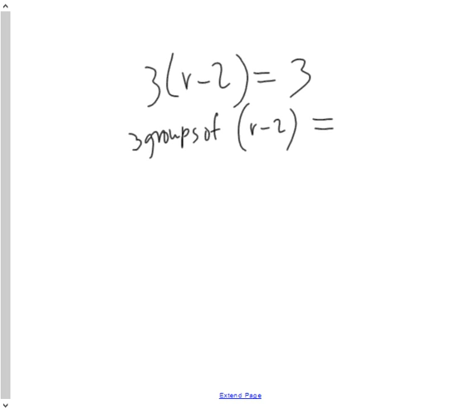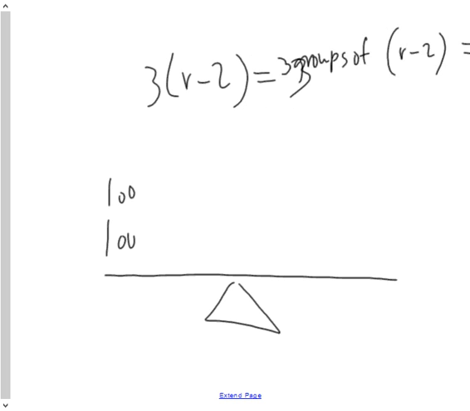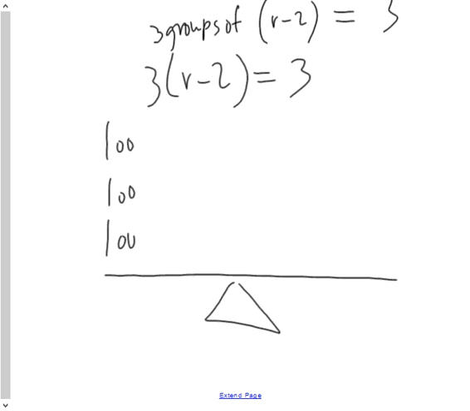In the second question, we have this equation. So the first thing you have to be able to do is read it. It says 3 groups of r - 2. So 3 groups of r - 2 is the same value as a positive 3. So once I read it that way, I can model it by saying 3 groups of r - 2. So there's an r - 2, there's an r - 2, and bring this up here. There's an r - 2. So 3 groups of r - 2 is equal to positive 3.